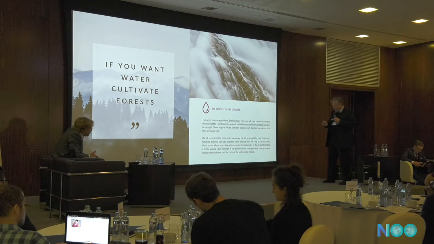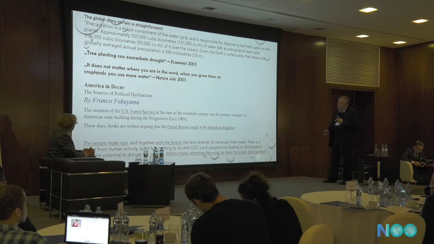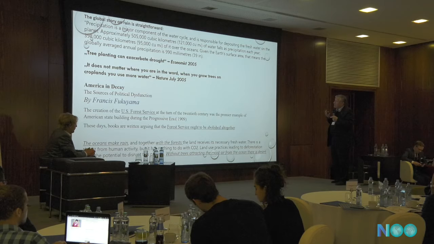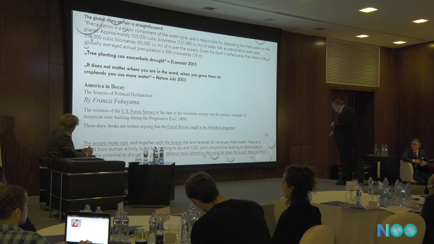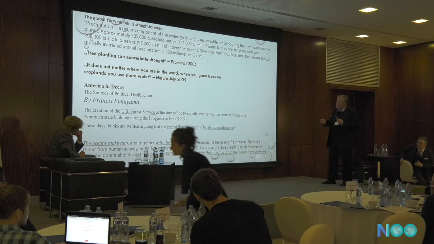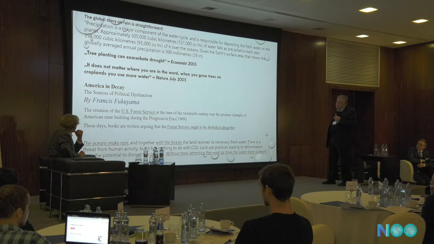So the main problem is water. How can we get water? Practically the only source is rain. We should realize that we have 500,000 cubic kilometers of water falling down due to precipitation.